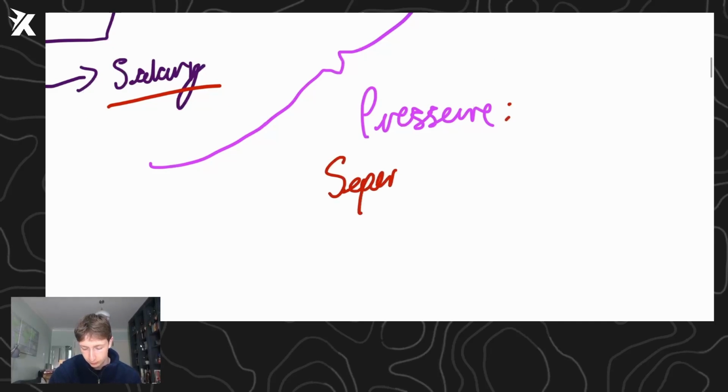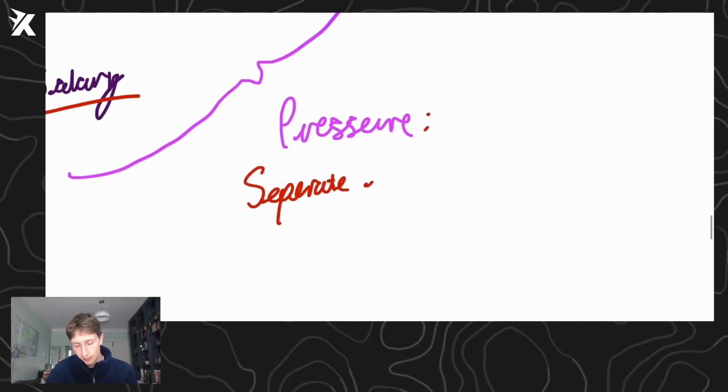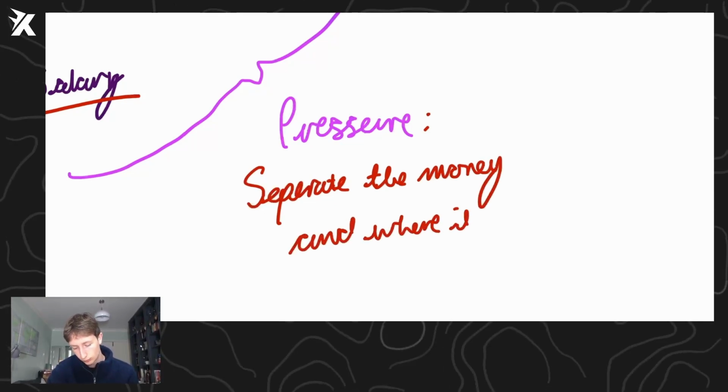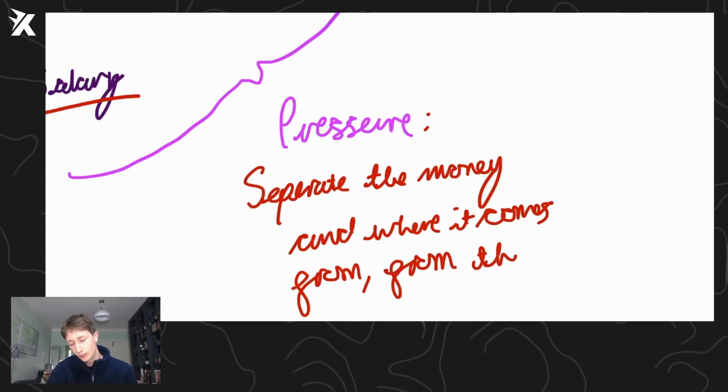The main thing about this is you want to separate these things from the charts. Separate the money and where it comes from from the charts, because it's irrelevant.